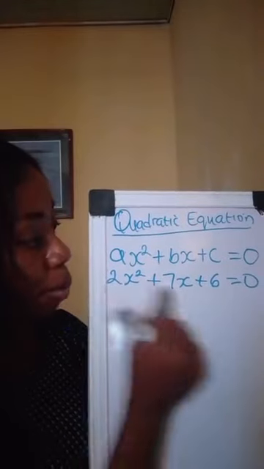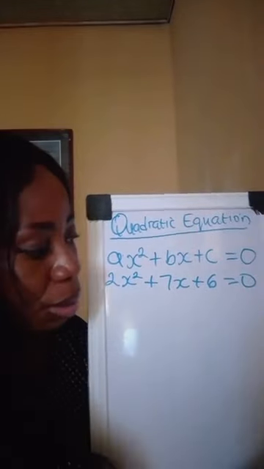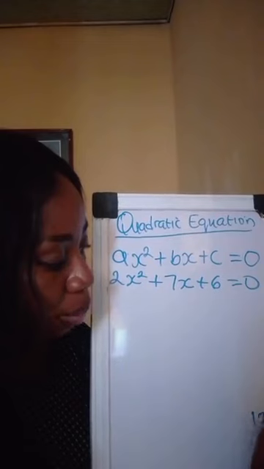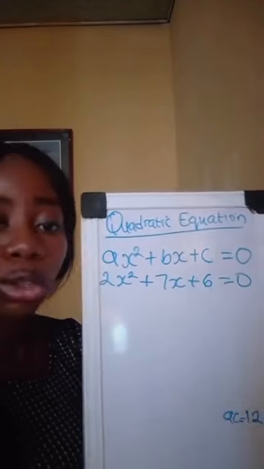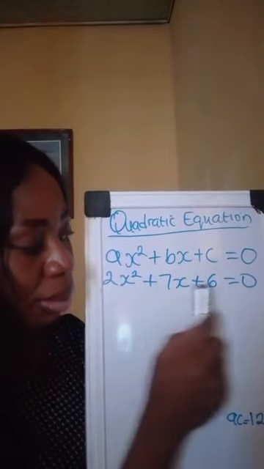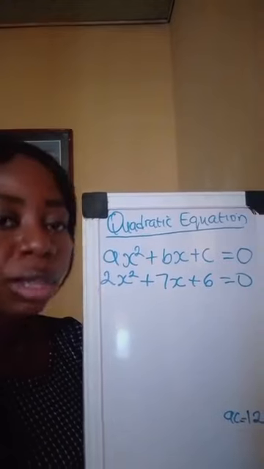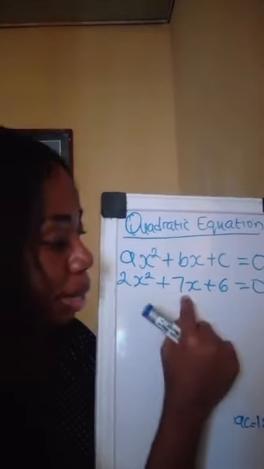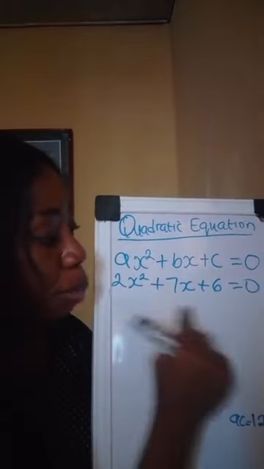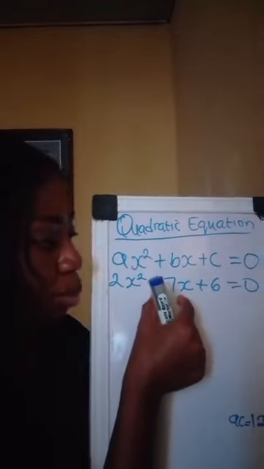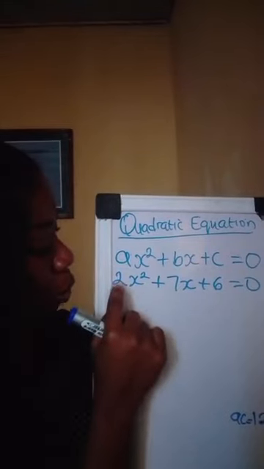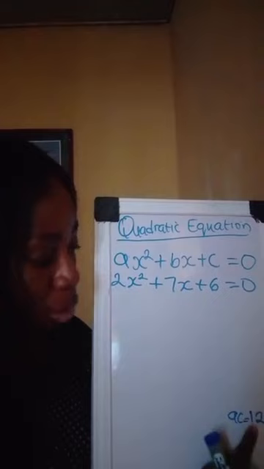So now we know our a, b, and c. What is ac? You have to put ac at the back of your mind, which is 2 times 6, that's 12. ac is equal to 12. So we know that our a is 2, b is 7, c is 6, ac is 12. When we are splitting the middle term, which is b, both numbers, when you add them together, will give you b, and when you multiply both numbers, will give you the product of 2 and 6, which is 12.